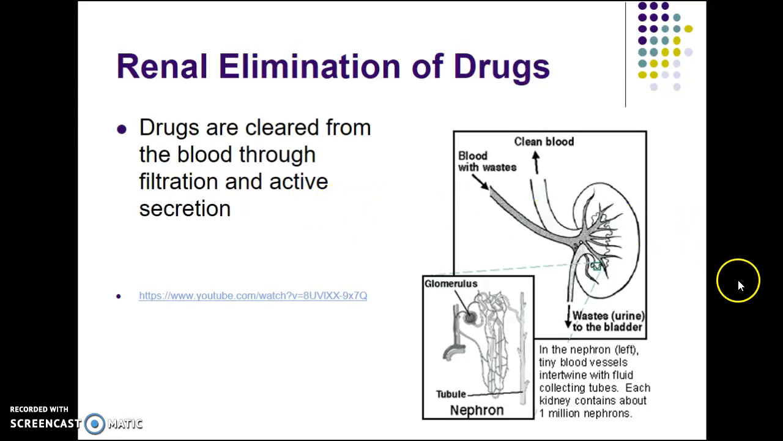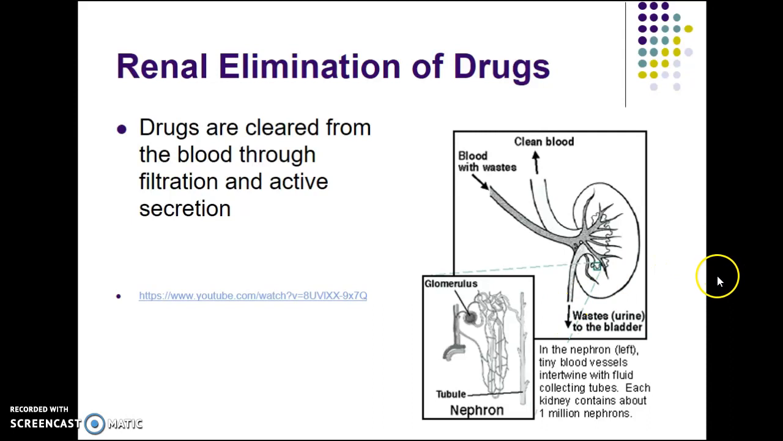So the basic idea is that blood with waste, in this case with drugs, comes into the kidney, and it is going to be filtered through the kidney and leaves through the, so we're coming in with the arteries, we're leaving out of the veins from the kidney. And that which is filtered out goes into the waste, into the urine, and out through the bladder.